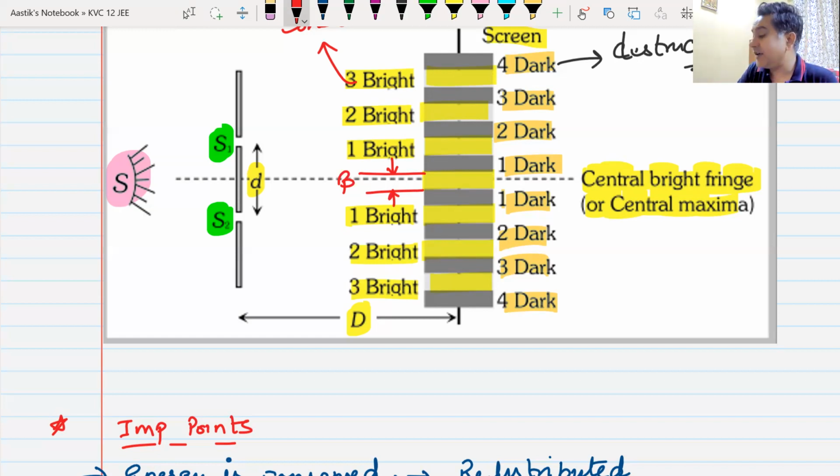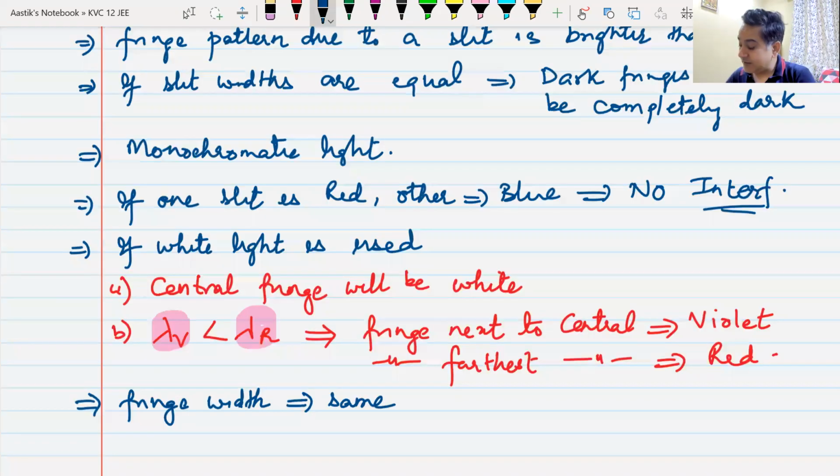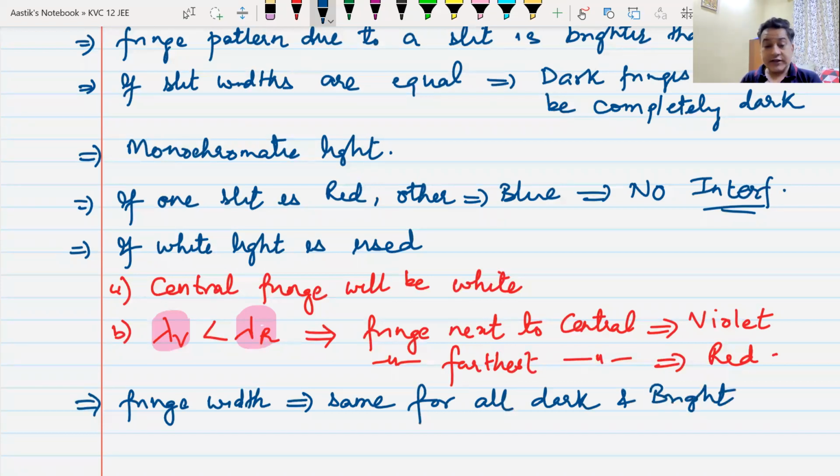This is one more point that you can write right now. I would have given it anyway when we had discussed fringe width, but since we have seen the diagram, we can understand what is fringe width. So fringe width is same for all dark and bright fringes. I'll give you 2 minutes to note everything down. Once you're done, please let me know.